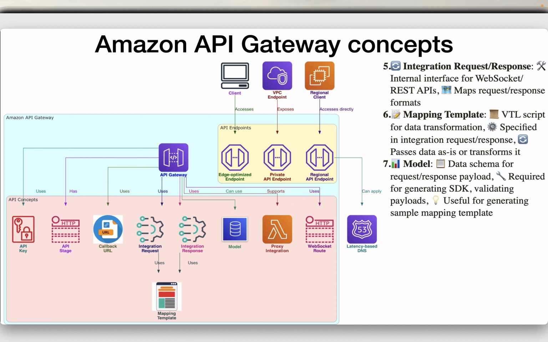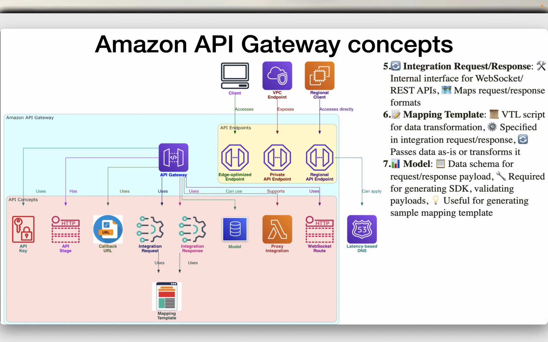Okay, next one is model. So a data schema specifying the data structure of a request or response payload. A model is required for generating a strongly typed SDK of an API. It is also used to validate payloads. A model is convenient for generating a sample mapping template to initiate creation of production mapping template. Although useful, a model is not required for creating a mapping template.